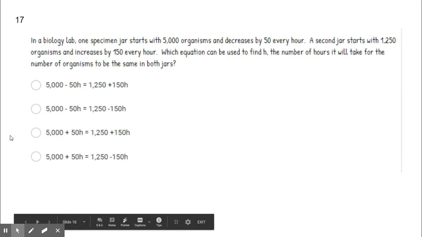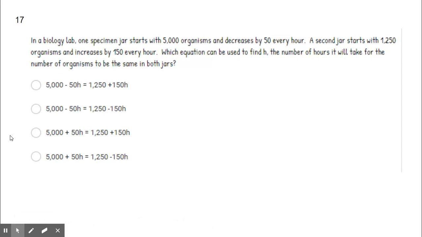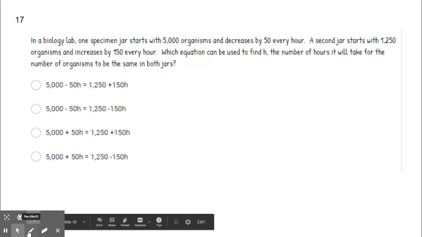Number 17. In a biology lab, one specimen jar starts with 5,000 organisms and decreases by 50 every hour. A second jar starts at 1,250 organisms and increases by 150 every hour. Which equation can be used to find H, the number of hours it will take for the number of organisms to be the same in both jars? So this is kind of taking those equations and having them equal on both sides.